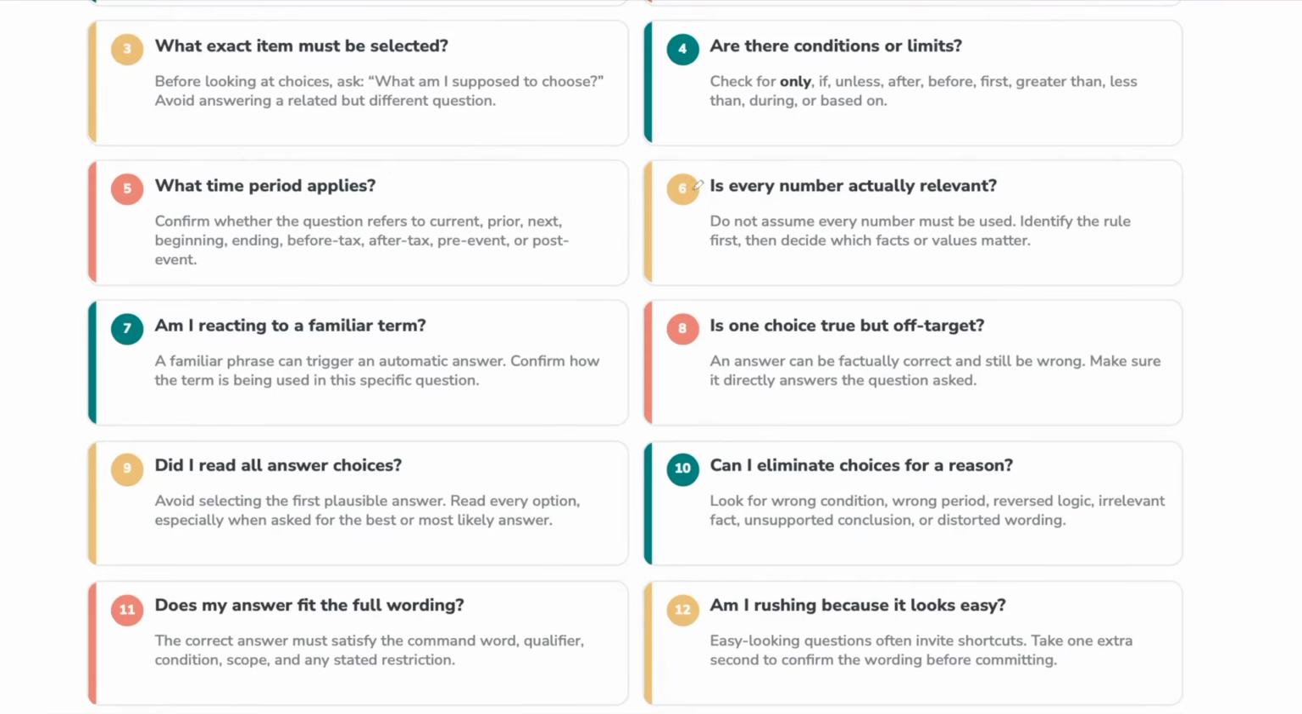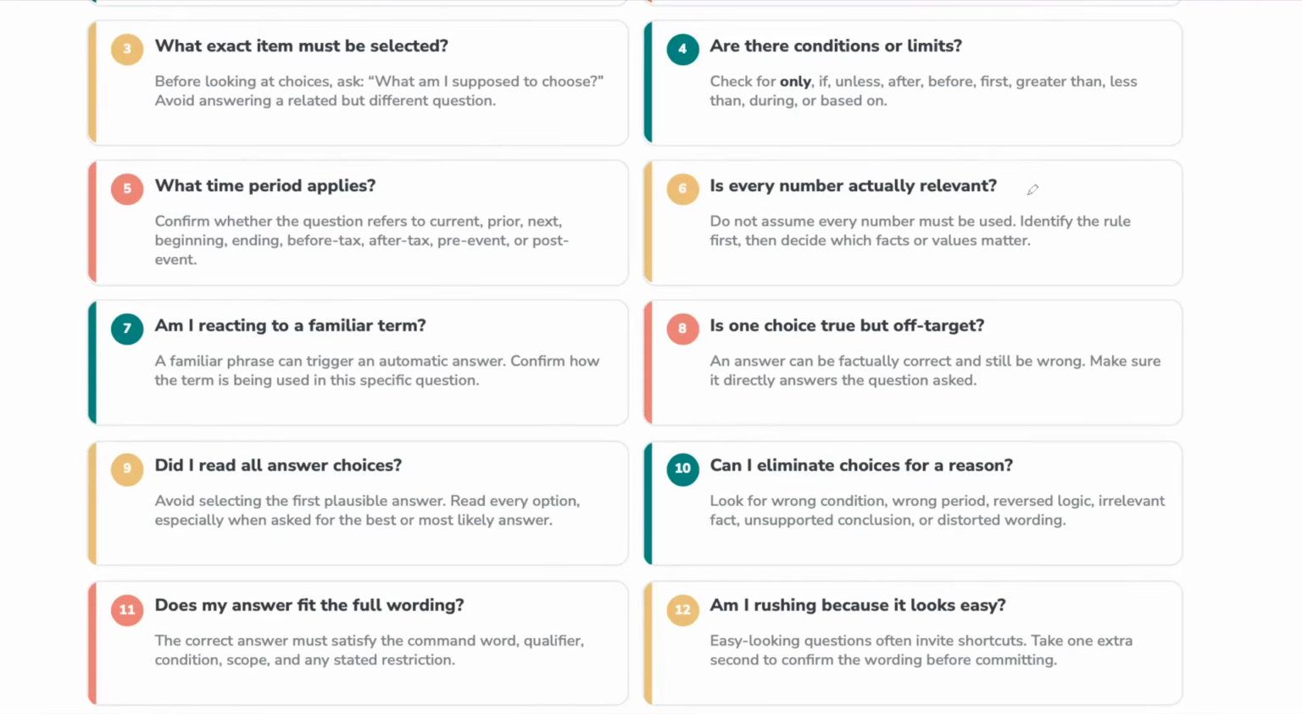Now, point 6 is very practical. This is one of my favorites. Is every number actually relevant? This is such a common level 1 issue. When candidates see numbers in the question, they feel pressure to use all of them. But CFA questions often include extra information. Not every number belongs in the calculation. It's almost like the exam hands you 5 ingredients and you think, well, I guess all of this has to go into the soup. No, sometimes one of those ingredients does not belong.